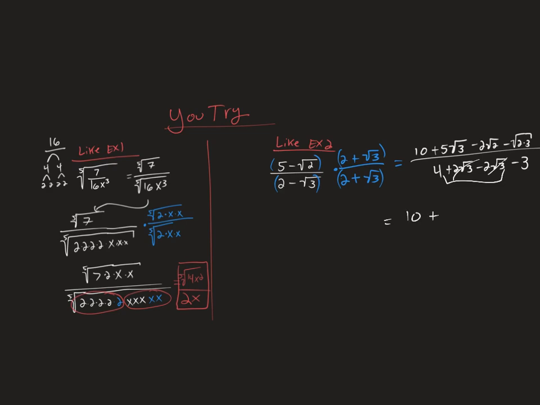So that is 10 plus 5 root 3 minus 2 root 2 minus root 6 all over 4 minus 3, or maybe we could rewrite that as just 1, right? 4 minus 3 is 1. So we would prefer this over having a radical in the denominator. And I know that's complicated and strange and weird, but it's the way the cookie crumbles. So we want to make sure that we get rid of those on the denominator.